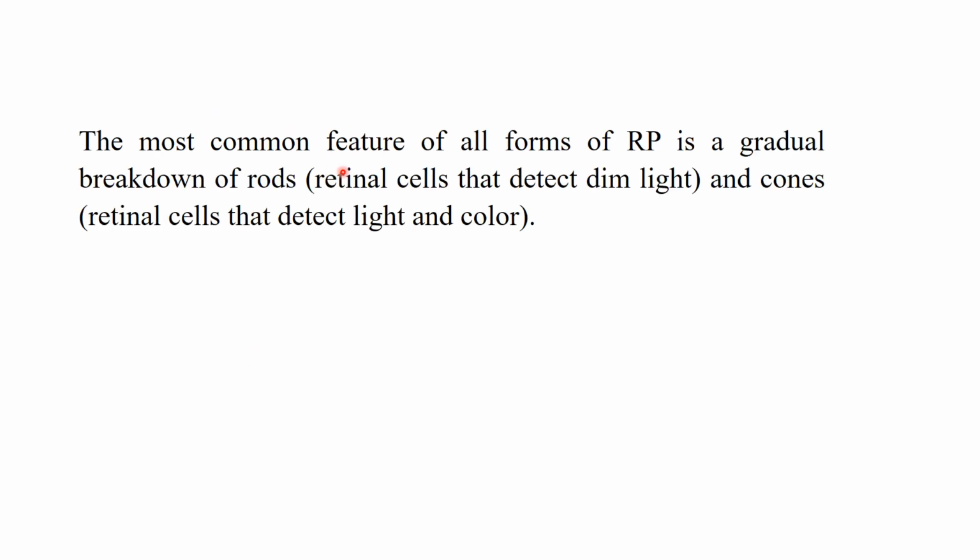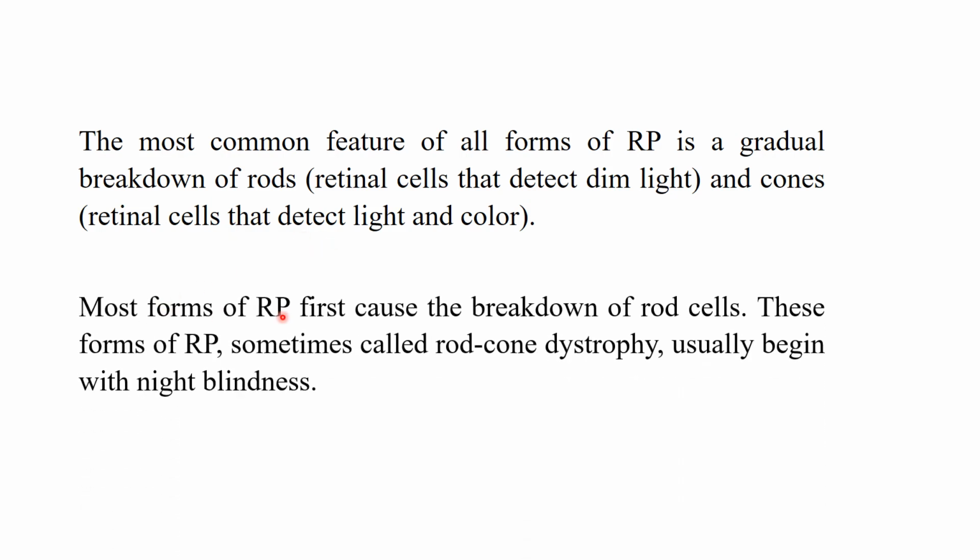The most common feature of all forms of retinitis pigmentosa is a gradual breakdown of rods, retinal cells that detect dim light. Rod cells वो होते हैं जो dim light में function होते हैं, and cones, retinal cells that detect light and color. Most forms of retinitis pigmentosa first cause the breakdown of rod cells. This form, sometimes called rod cone dystrophy, usually begins with night blindness.